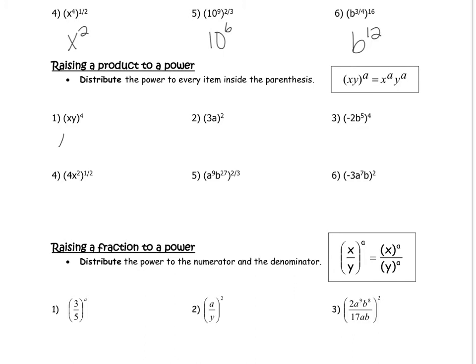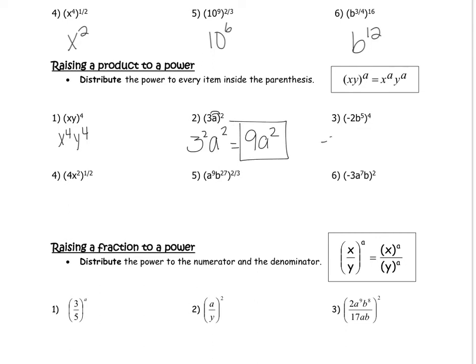For the first one, it's going to be x to the 4th, y to the 4th. The second one, distribute the power in. So 3 squared, a squared. Now that 3 squared can become a 9. So this is 9a squared.